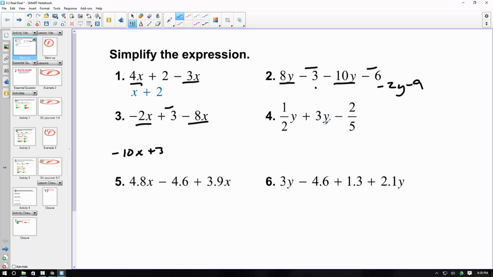Over here, I'm going to combine my y terms. So I have my 3y and my 1/2 y, so I'll have 3.5y. Oops. Minus 2/5.